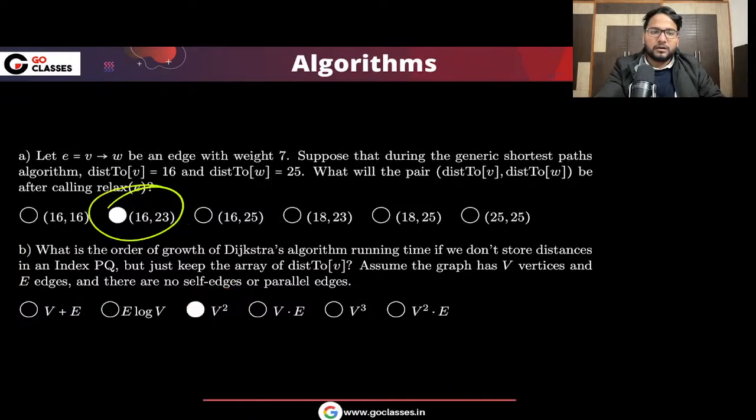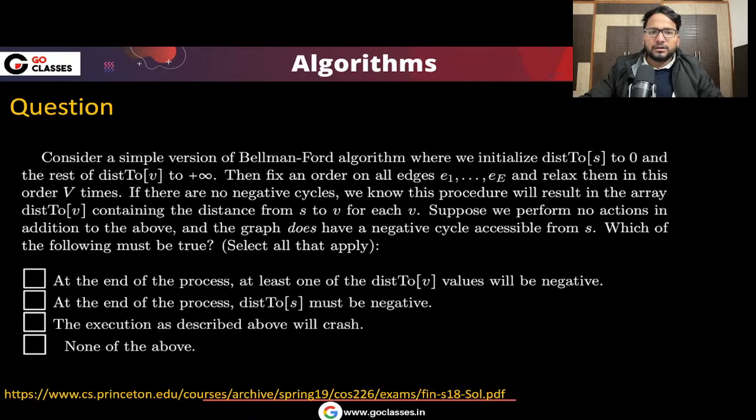Now let's just see this question. What they're saying: consider a simple version of the Bellman-Ford algorithm where we initialize the distance to S to be 0 and every other distance to infinity, then fix the order of all the edges. So they are saying we fix the order of all edges and relax them in this order V times.